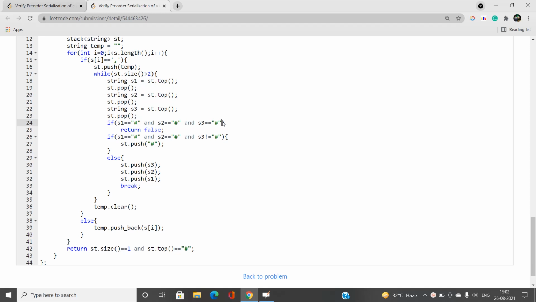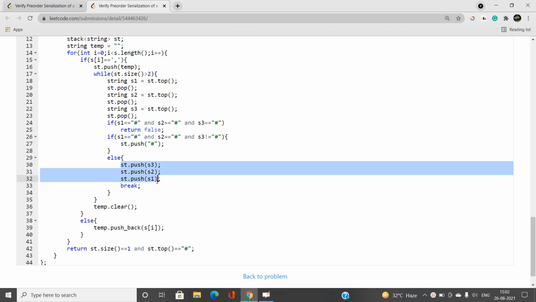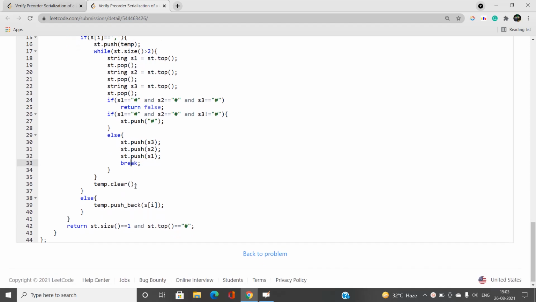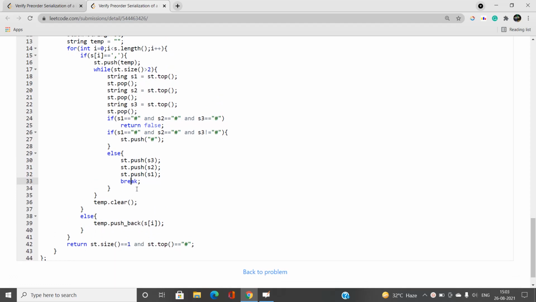Otherwise, check if it is a hash, again a hash, and the third topmost element is not a hash, meaning some integer, then we are going to replace all these three elements with the single hash. Otherwise we are going to push back all the elements as they are and just break out. Okay, and once all this happens, we are going to clear this temporary variable to store the further substrings between two separating commas. Otherwise, if the character is not a comma, push it back into this string.